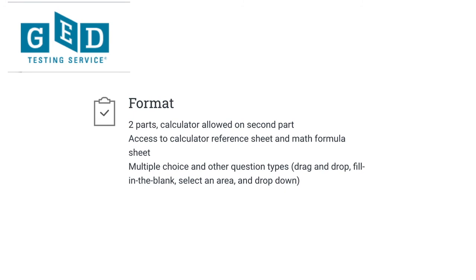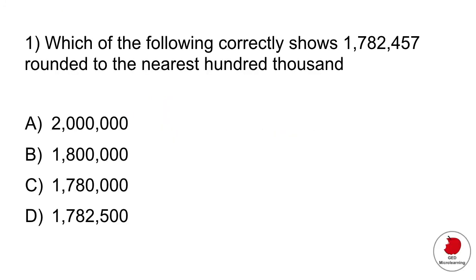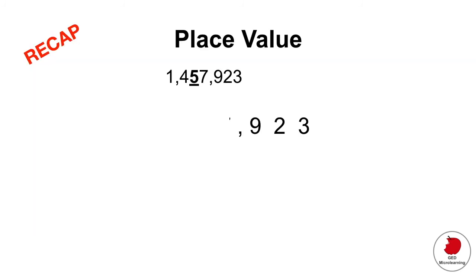So we're going to start our quiz today with some basic arithmetic, and question 1 looks at rounding. It says, which of the following correctly shows this number rounded to the nearest 100,000? So we're looking at place values.